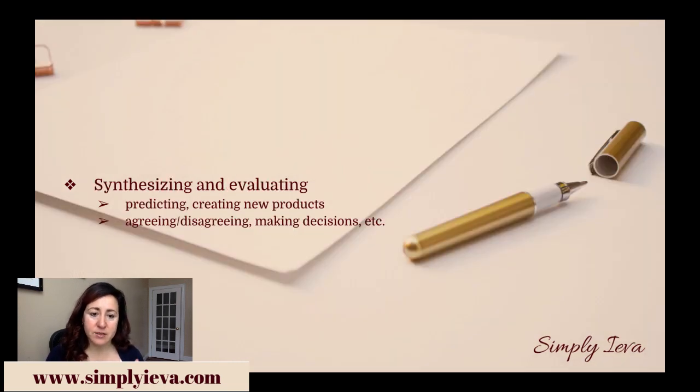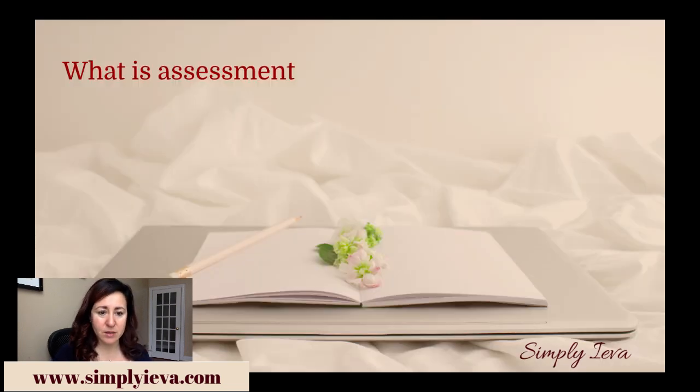Now, moving to the other end of the spectrum, synthesizing and evaluating would involve the students predicting and creating new products. So if you read a story, what do you think will happen next? If they understand the story, they would be able to predict and create new products, anything from essays to presentations to scientific experiments and so on. Another way is to agree, disagree, and make decisions. Sometimes the students are required to participate in debates or Socratic seminars, and these are the opportunities for them to show their higher order thinking skills.